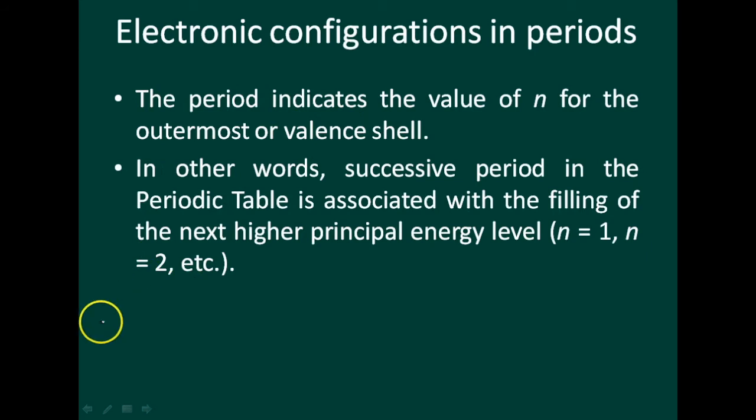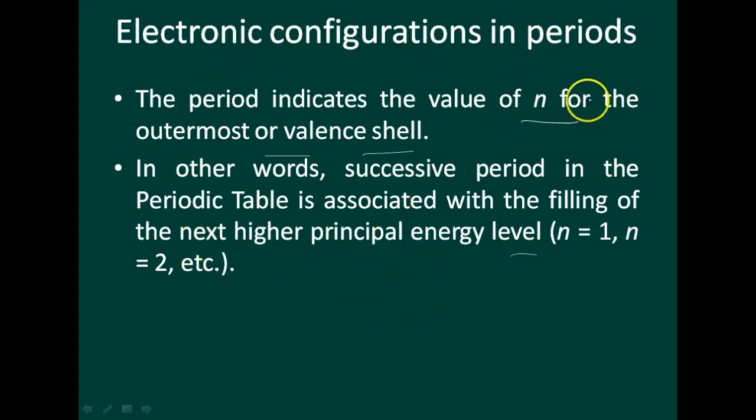electronic configuration in the periods. This is very important. The first one is electronic configuration of elements and the periodic table. So, electronic configuration in the periods. The period indicates the value of n for the outermost or valence shell. In other words, successive periods in the periodic table are associated with the filling of the next higher principal level. So n is equal to 1, n is equal to 2, and so on.